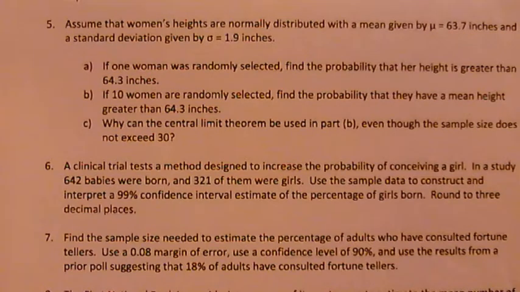And in problem number 6, it says here, a clinical trial tests a method designed to increase the probability of conceiving a girl. In a study, 642 babies were born and 321 of them were girls. Use the sample data to construct and interpret a 99% confidence interval estimate of the percentage of girls born. And you're going to round to 3 decimal places. That means you're going to round your confidence interval limits to 3 decimal places.